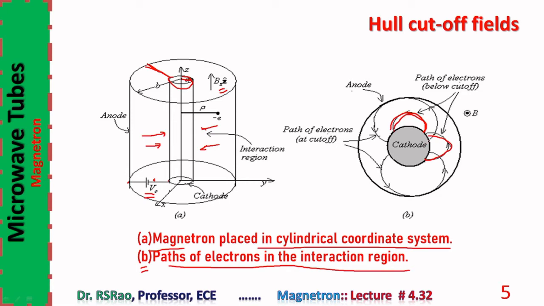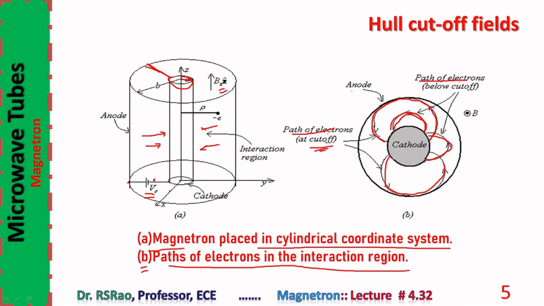Whereas other electrons reached the anode, grazed the surface of the anode and returned back to the cathode. Another electron also returned back. Two electrons touched the inner surface of the anode and returned. This happens when the static fields assume certain specific values. Those values are called cutoff fields, Hull cutoff fields.